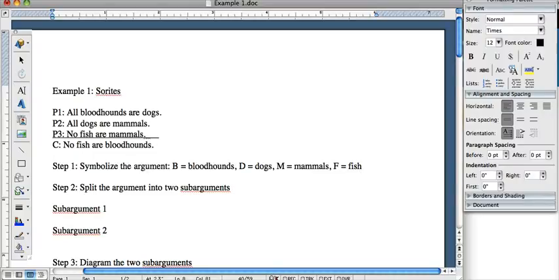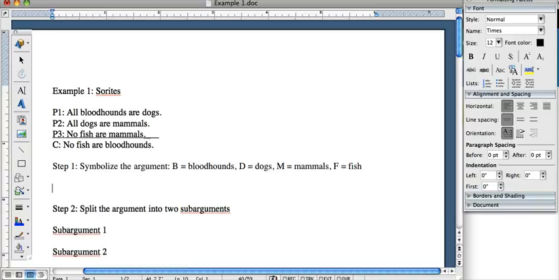We will walk through how to diagram a standard form sorites. I'm going to split this into two parts. In the first part, we will symbolize the argument and then talk about how to split the argument into two subarguments. Then in the next tutorial, I will diagram the subarguments and we'll talk about what the diagrams mean. Okay, so we're going to start by symbolizing the argument.